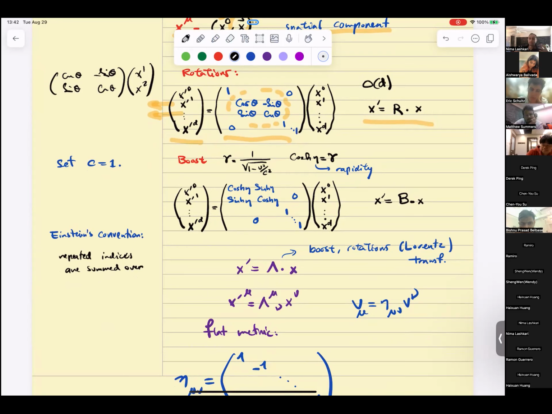Well, how is that different? These are things that we're going to discuss later on when we talk about representation theory of the Lorentz group. But for now, it's a good reminder. I think it should be familiar already.